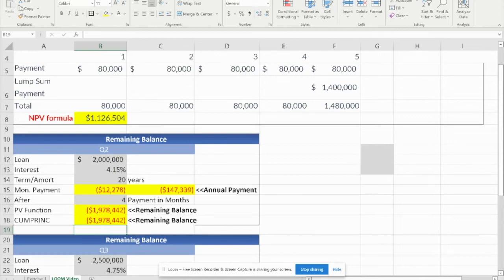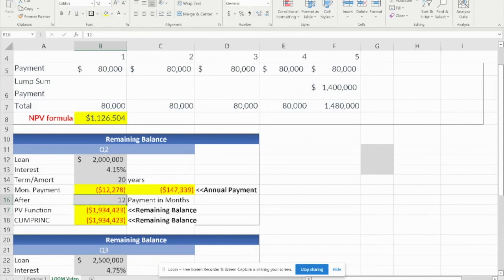$1,978,442 for both the PV function and cum print function. Just to recap what we're doing here, it's asking us, after four payments, how much do you owe if you borrow $2 million? And if you wanted to change the number of payments, after one payment you would owe 1.9 million. After 12 payments, which is 1 year, you would owe this amount, and so forth and so on.